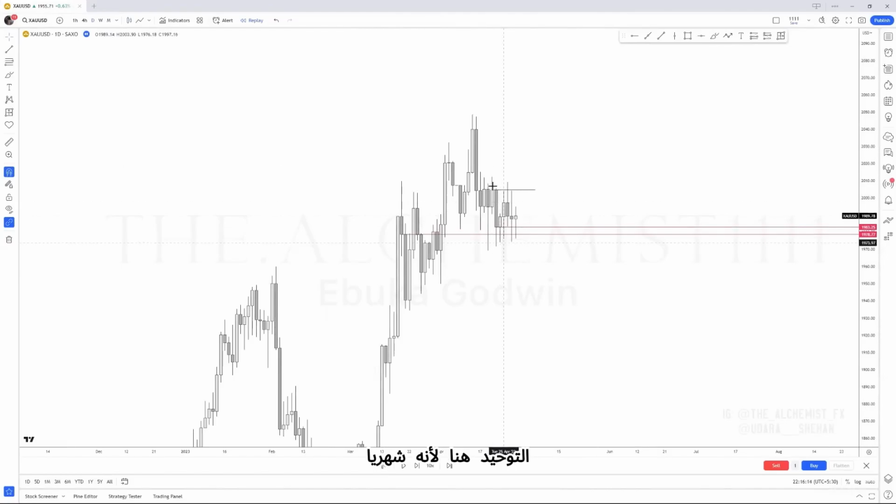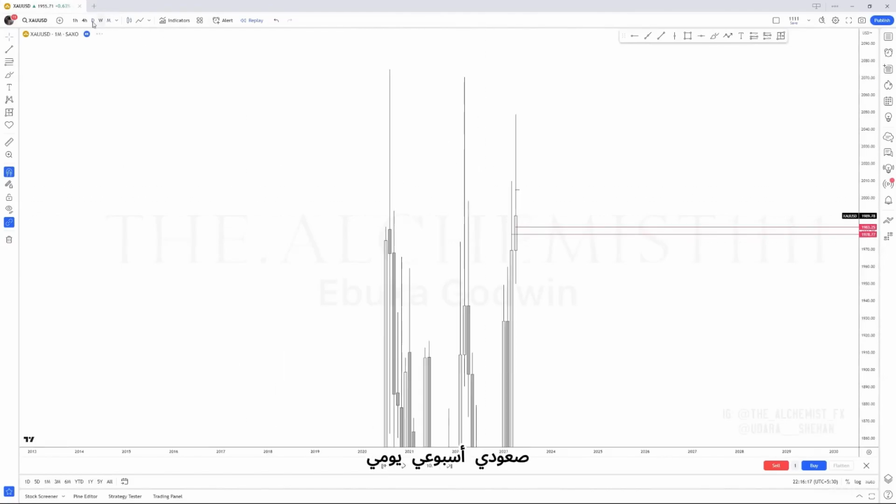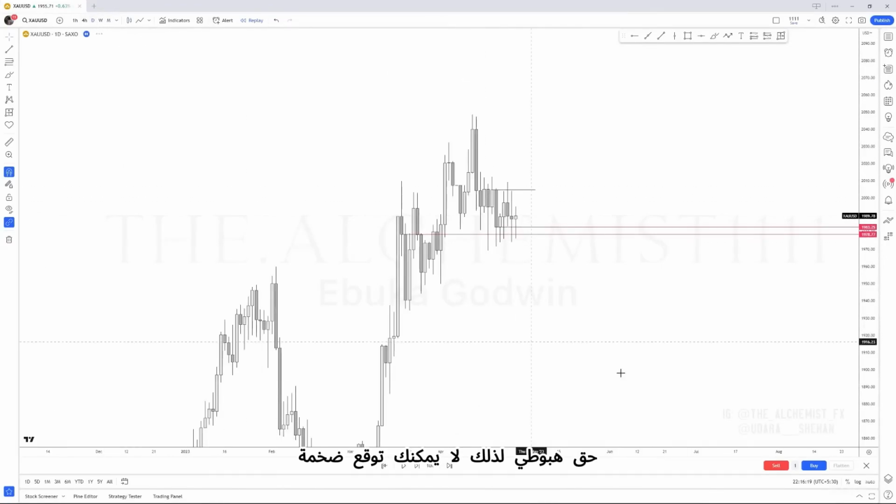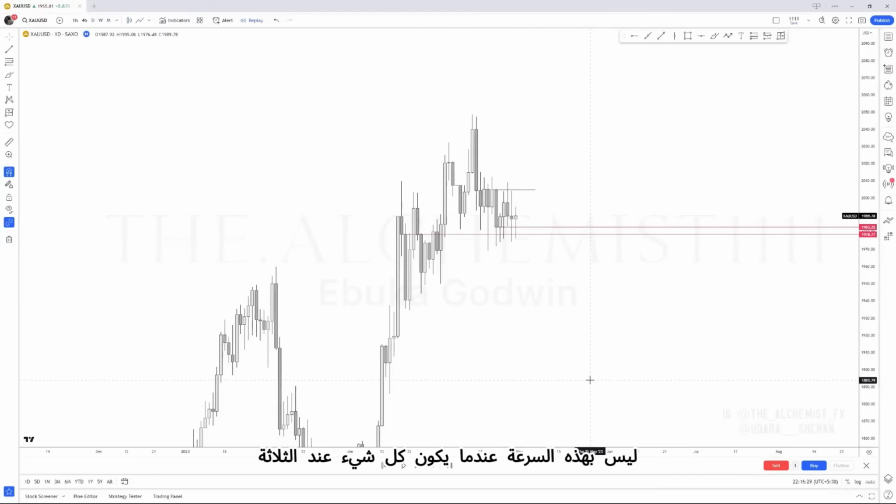Why are we in a consolidation in here? Because monthly is bullish, weekly and daily bearish, so you can't expect huge moves; it consolidates. Let's say monthly and weekly bullish, daily bearish. Still, it's not going to be that fast. It will be fast, but not that fast. When all three time frames are bullish, it is going to fly.